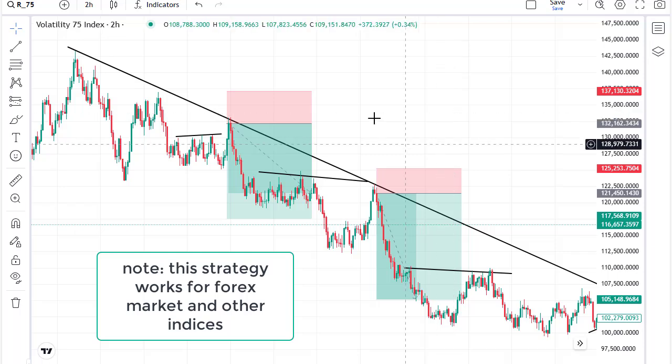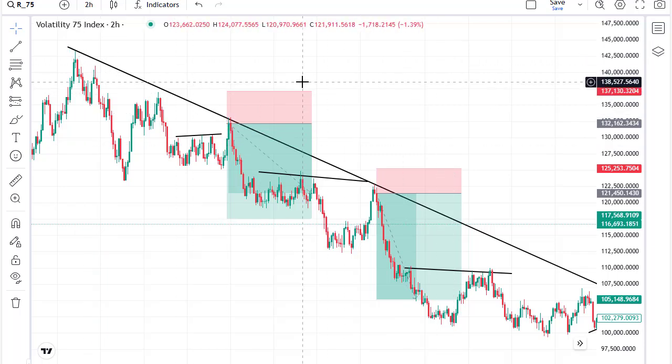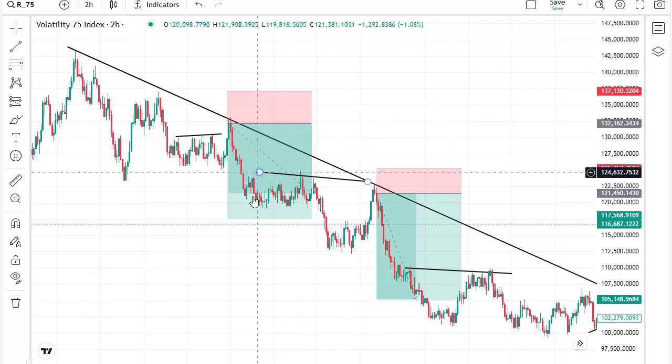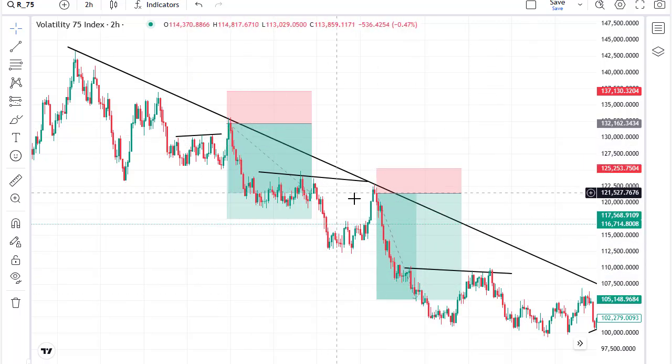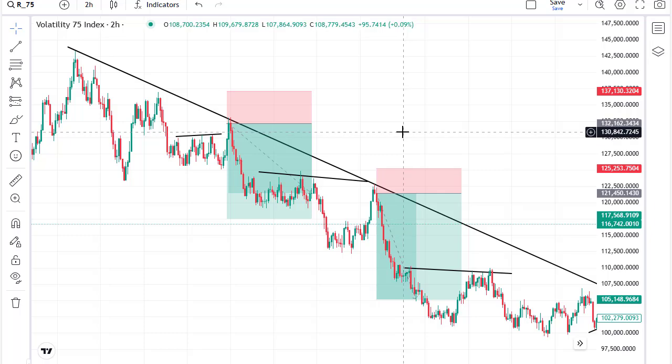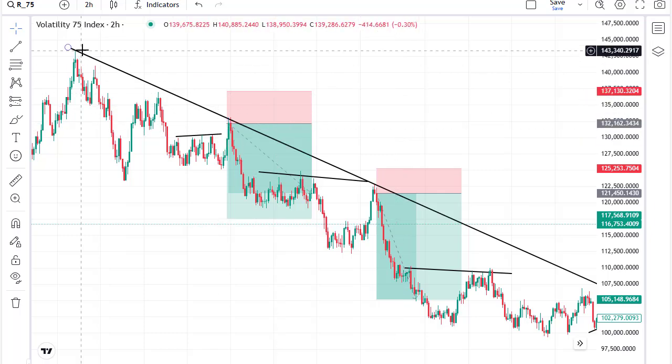So we are going to be analyzing using the trendline strategy, how you can use this trendline strategy to catch very good risk to reward ratio trades like this, how you can use market structure as well, understanding the main aspects of how you can be profitable trading Volatility 75.